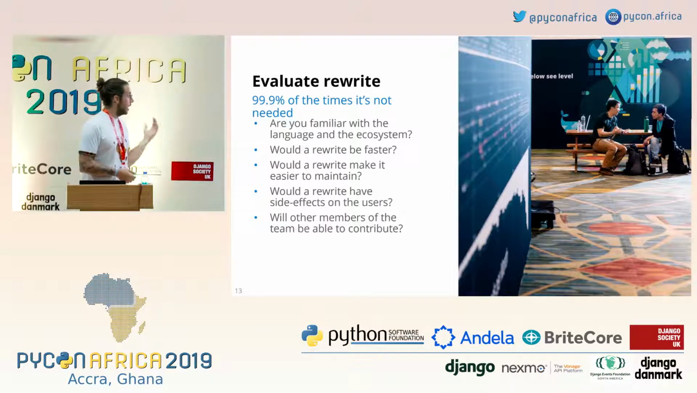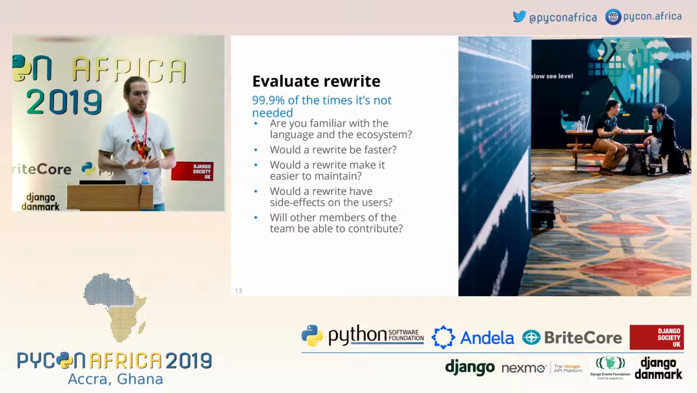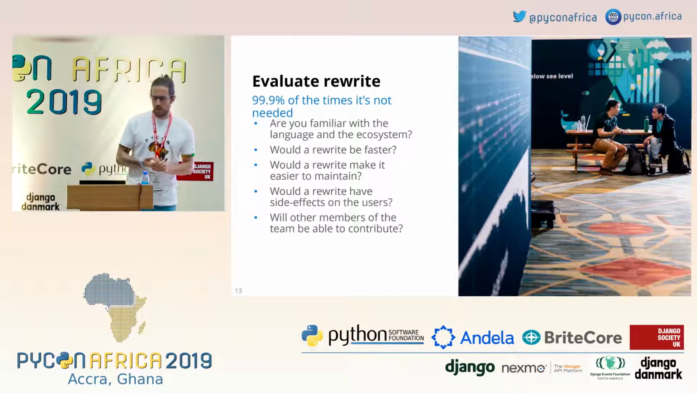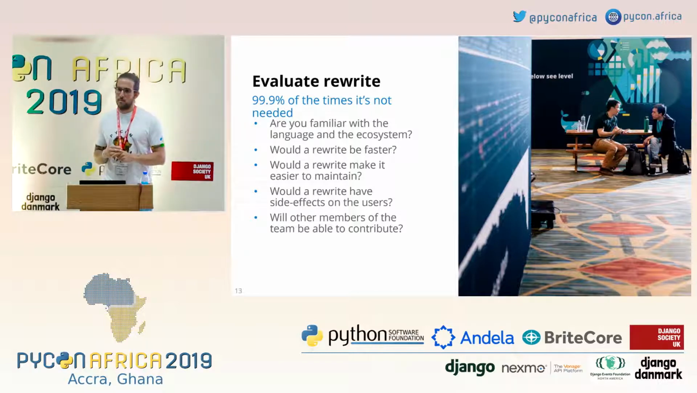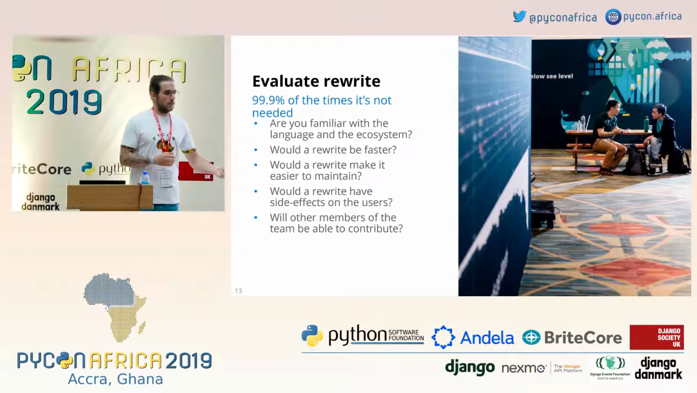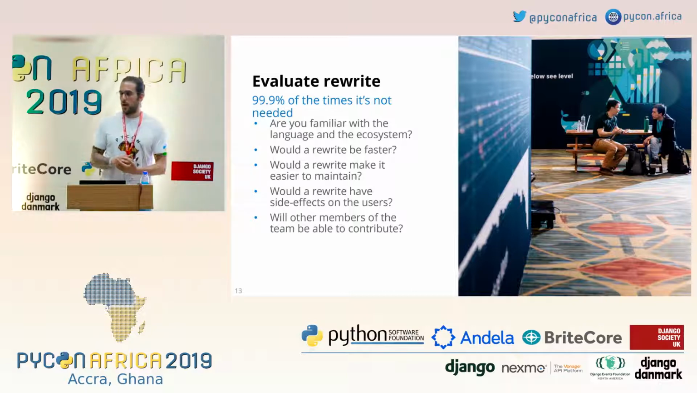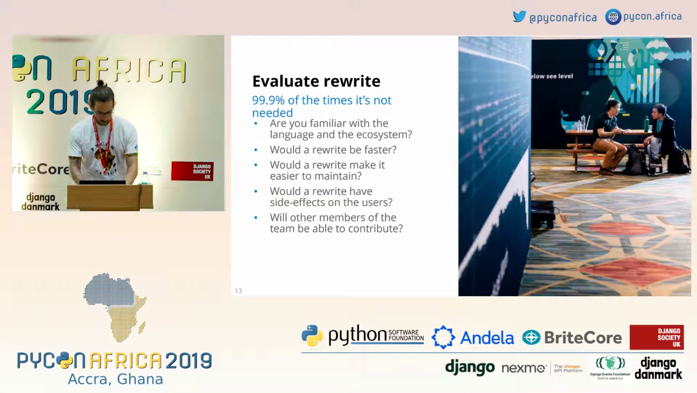So will a rewrite have bad side effects on our users? If I rewrite an entire API and we have users consuming those APIs, will I be able to respect the same API guarantees that we have today? If I change the APIs, will I break things? How many users will I break? And will that breakage be horrible for our users? Do you have a migration plan that I can apply?